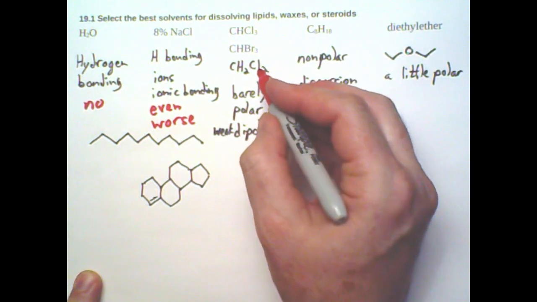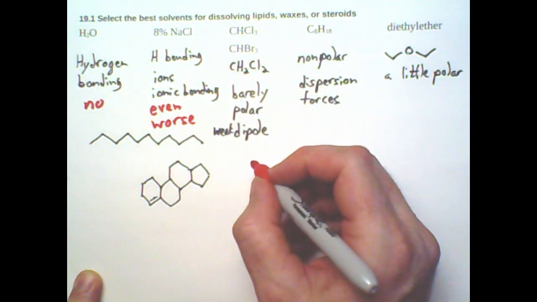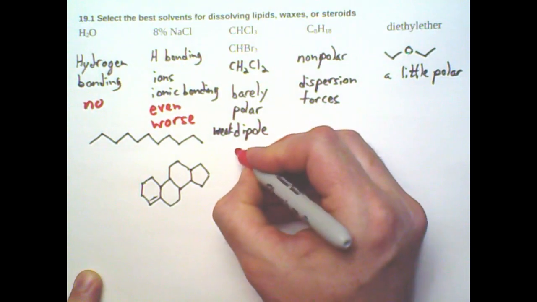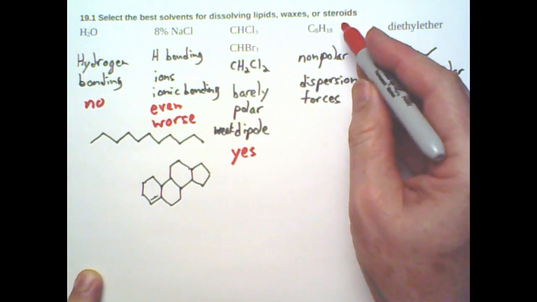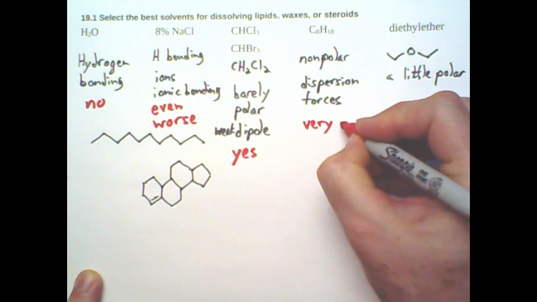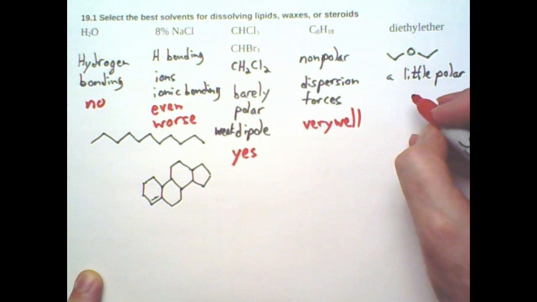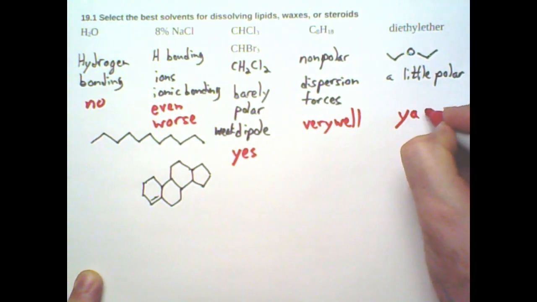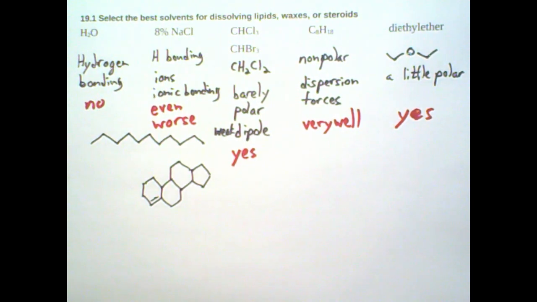Whereas these halocarbons, these small halogenated solvents, yes, nonpolar solvents like octane, that'll dissolve them the best. Ether, a little bit polar, also dissolves lipids, waxes, and steroids.